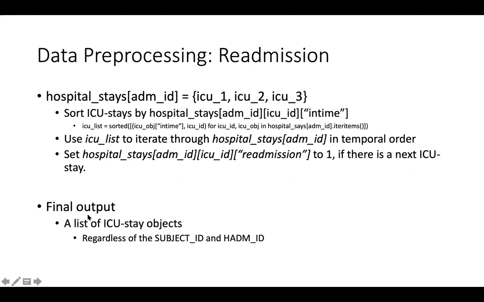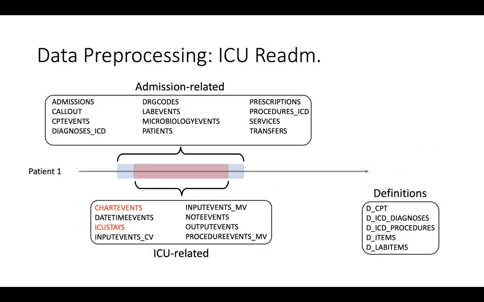And then the final output would be the same deal, a list of ICU stay objects. This doesn't really concern the subject IDs, the patients, or the hospital IDs. So the final outcome is just individual ICU level information, so one ICU stay amounts to one training sample. Right, so that's the second example of going through the tables and extracting information to construct your data structure.